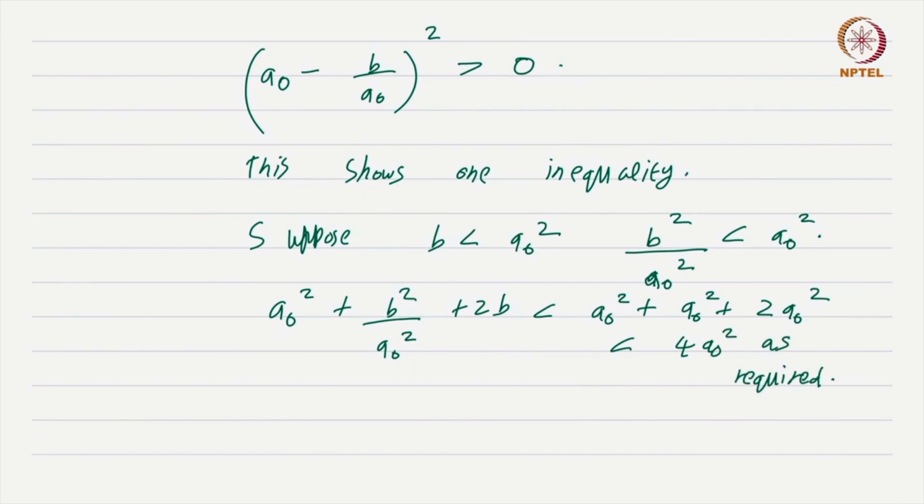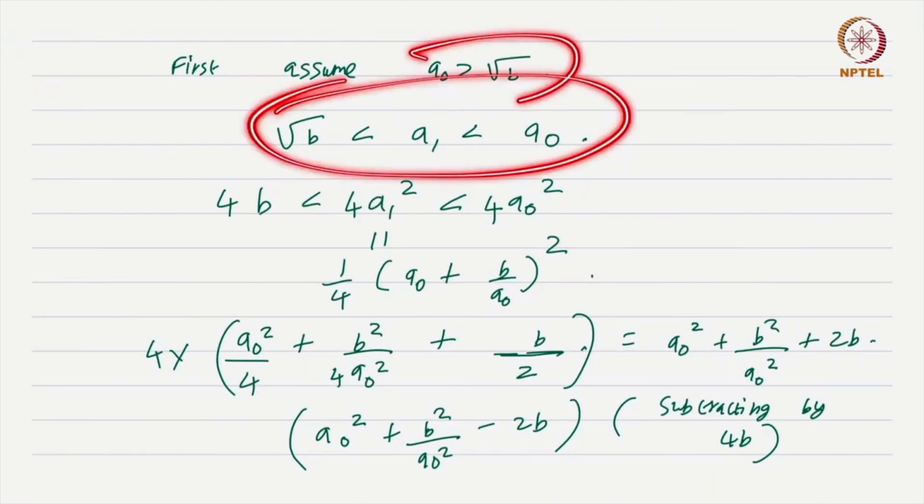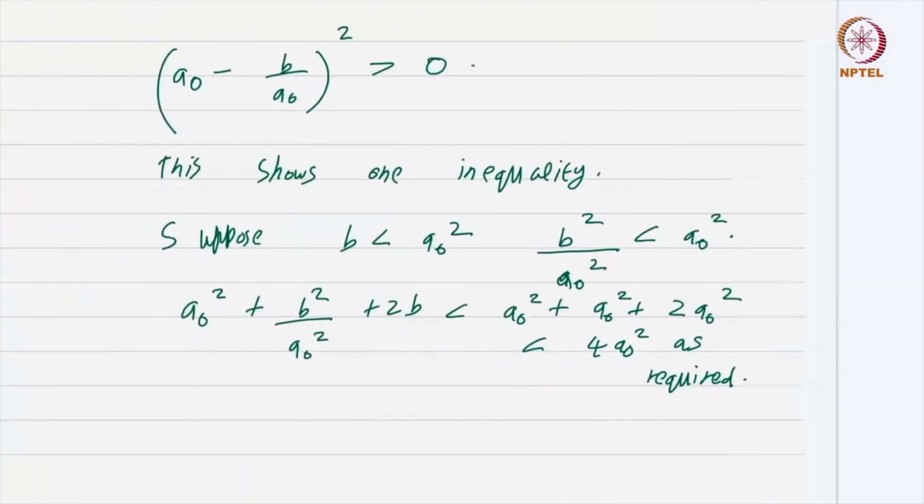So if you start with an initial guess a naught such that a naught squared is strictly greater than b, then it turns out that the one iteration of Newton's method gives you an a1 that's strictly greater than square root of b but is less than a naught. So a1 will be greater than square root of b, will be less than a naught. Okay, so we have shown this, but this was under the assumption that a naught is greater than square root of b. How do you get rid of this assumption?